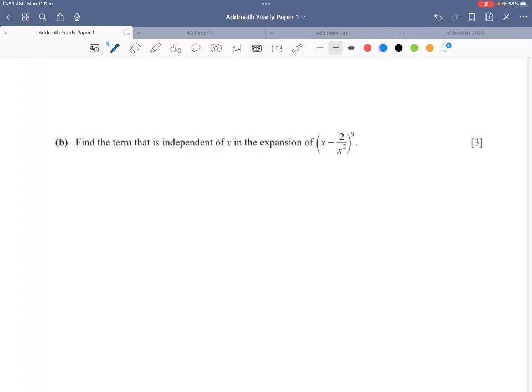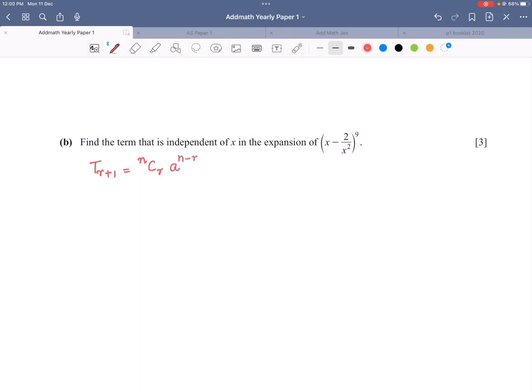Find the term that is independent of x in the expansion. Alright. To find the term independent of x, the first thing we need is the working formula: T r plus 1 is equal to nCr a to the power n minus r b to the power r. That is the working formula, and in that working formula, the value of r is basically unknown.